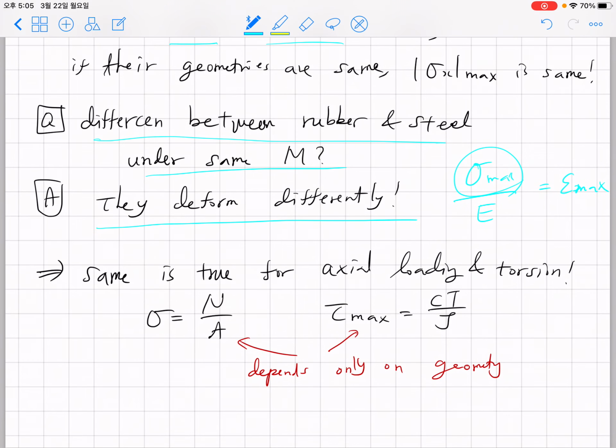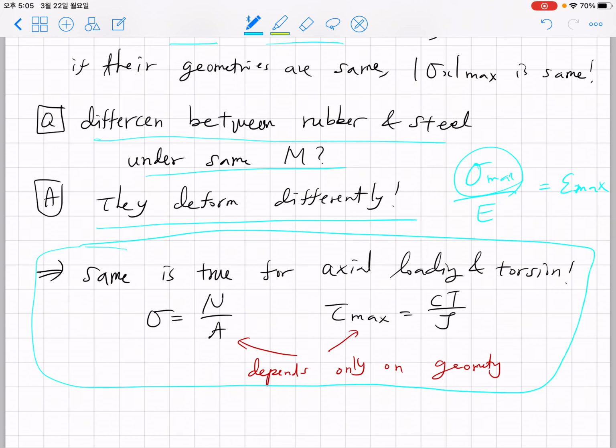And actually, the same conclusion is true for axial loading and torsion. If you consider the stress distribution, you can see that there is no information about material, so the stress distribution is identical if the geometry is the same. However, even though the stress is the same, because they have different Young's modulus and different shear modulus, their deformation would be different. So this is the implication of this deformation and stress analysis.